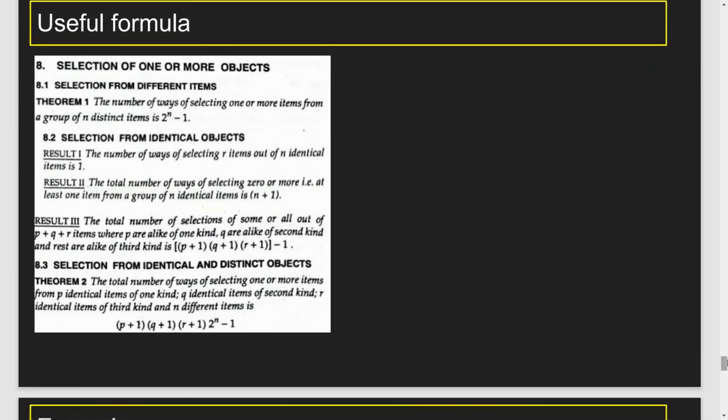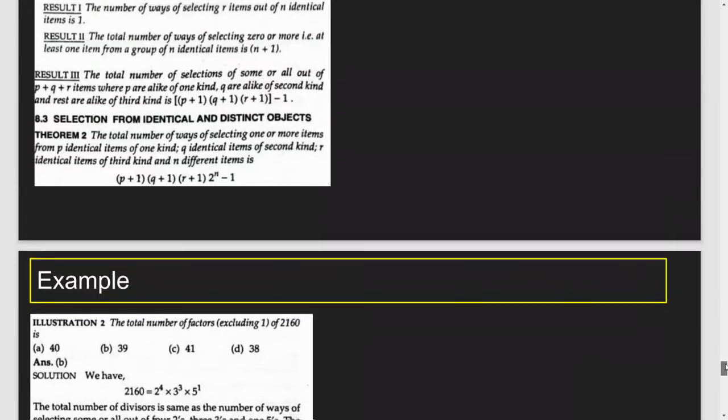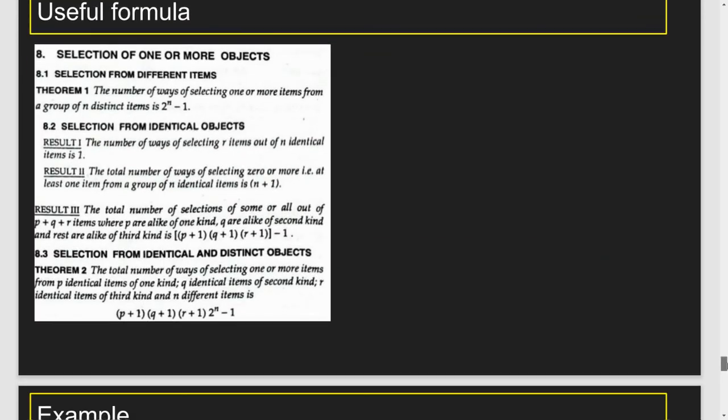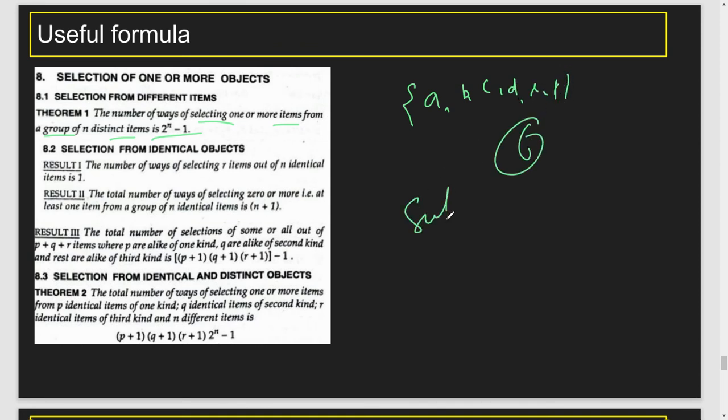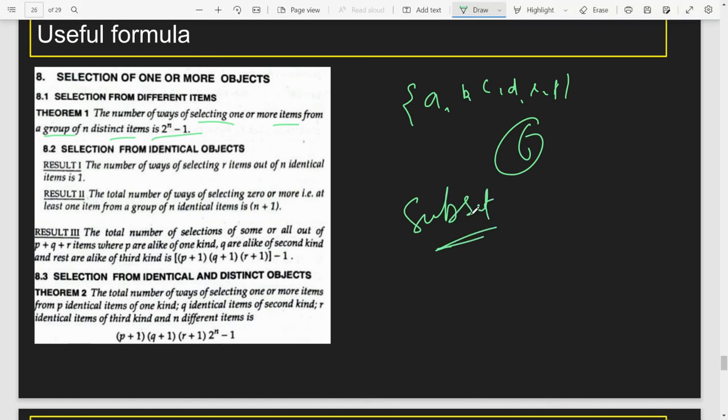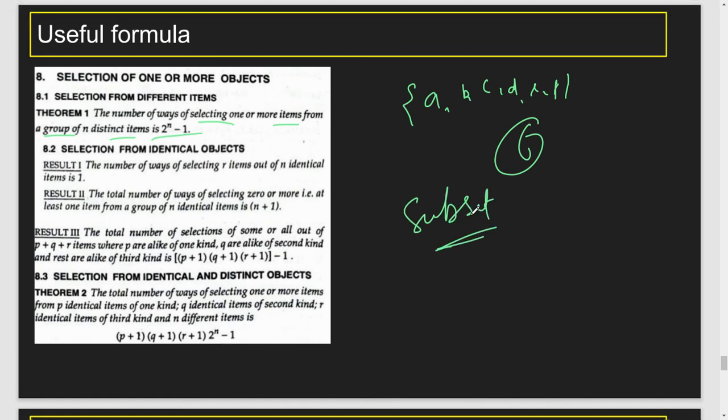There are a bunch of useful formulas for you, so I think I should explain this particular one. This formula is about the total number of ways of selecting one or more items from a group of n distinct items. It is 2 to the power n minus 1. Let's say there are six elements in a set: a, b, c, d, e, f. You're forming a subset. While forming the subset, the main question is: what will be the total number of subsets? Either this element is present or not, this present or not, and so on. So 2 to the power 6 is the total. We also discussed this in the sets and relations topic.